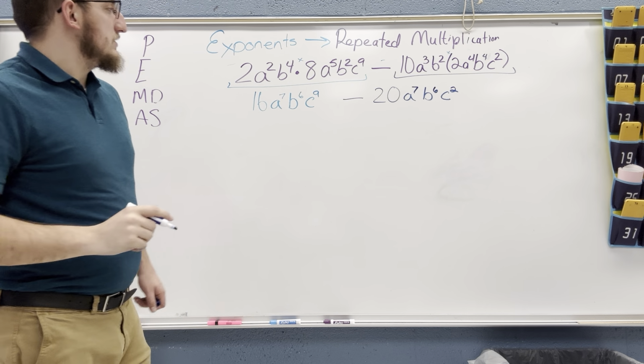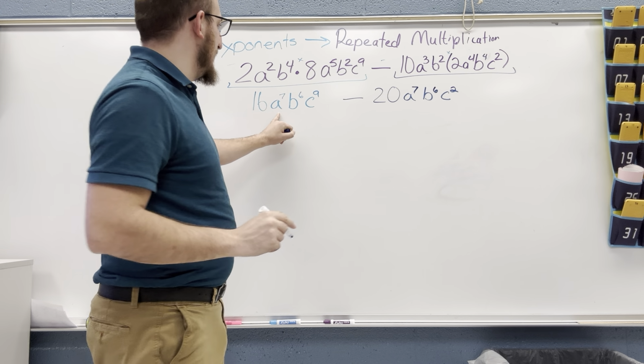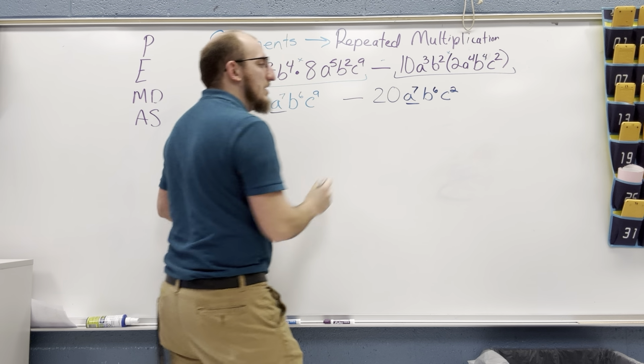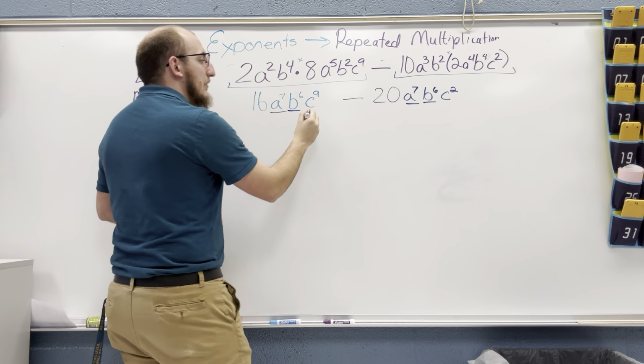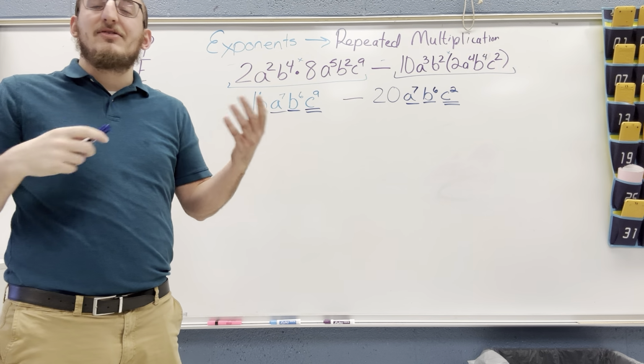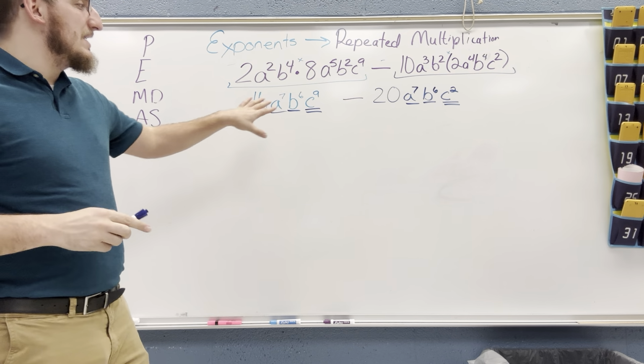Now when I look at this, I have A7, A7, cool, we can keep going. B6, B6, cool, we can keep going. But I have C9, C2. They do not have the same name. They might have all the same variables, but they don't have all the same exponents. So we cannot put these together.